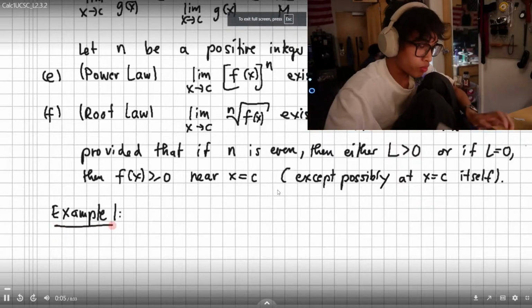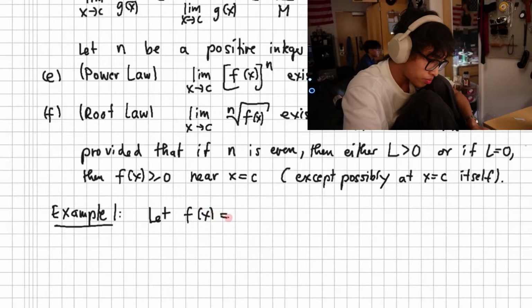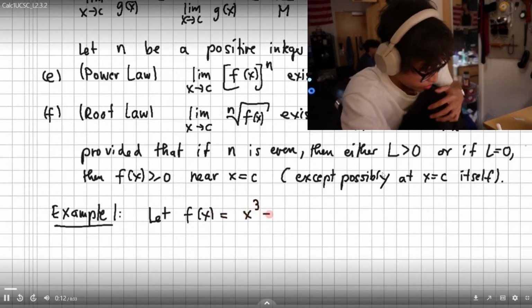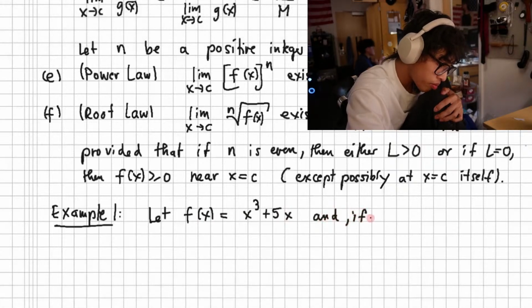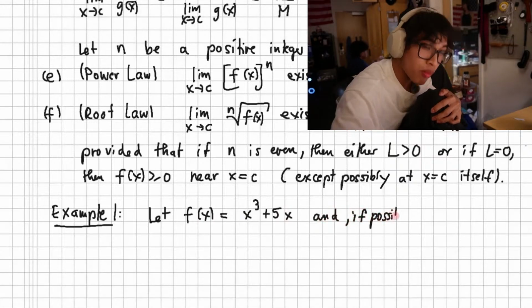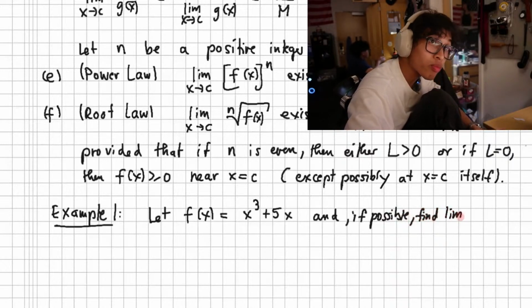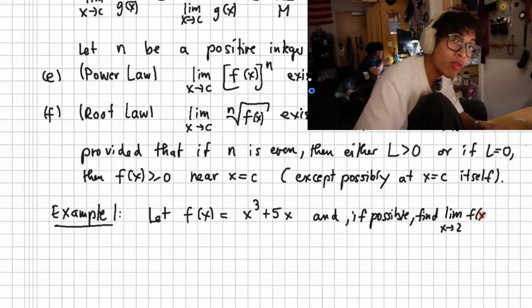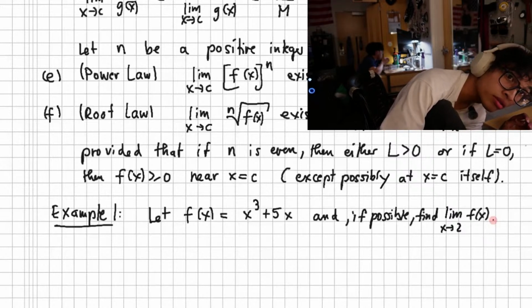example 1: let f of x equal x cubed plus 5x, and, if possible, find the limit as x approaches 2 of f of x. Now, the point, of course, is that this is going to work and that we can use the limit laws to evaluate this limit. So let's start.